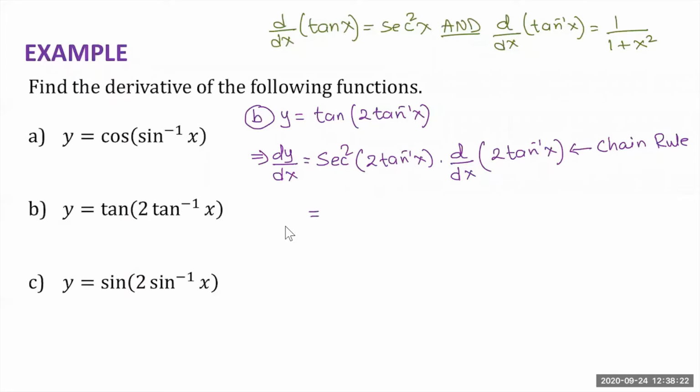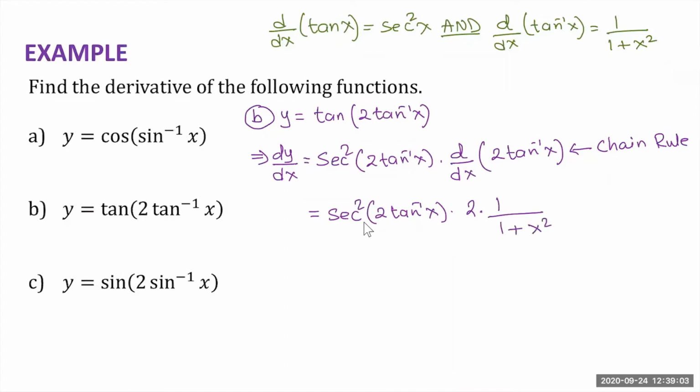This is equal to secant squared of 2 tangent inverse x multiplied by, here you can see we are finding the derivative with respect to x of 2 times tangent inverse x. So 2 is a constant multiple. If you remember that rule, the constant multiple rule, we'll pull the 2 outside. Then we multiply by the derivative with respect to x of tangent inverse x. The derivative with respect to x of tangent inverse x is 1 over 1 plus x squared. So it is 1 over 1 plus x squared.